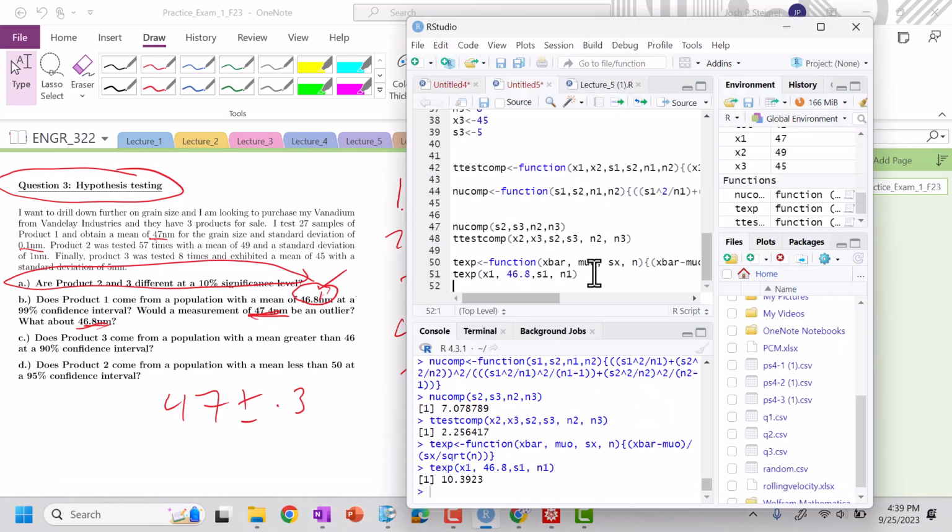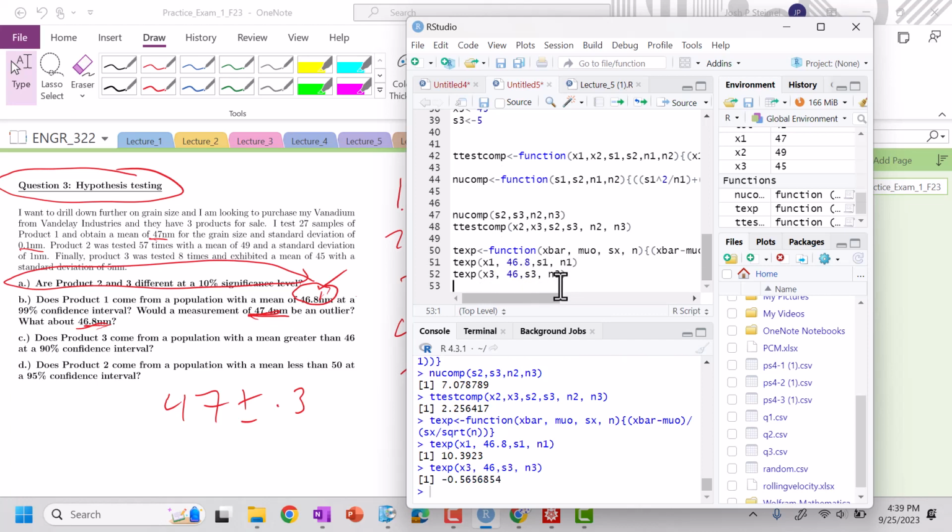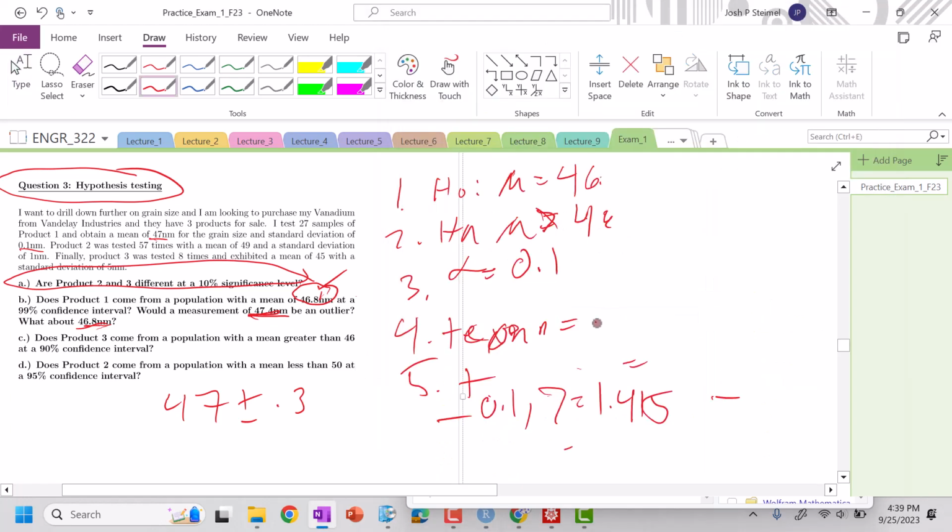Let's go here. I'm going to copy this whole thing, except we're looking at 46, product 3. And again, it's only a single-sided test. So let's control enter. Minus 0.565. So we are definitely in the do not reject regime here.